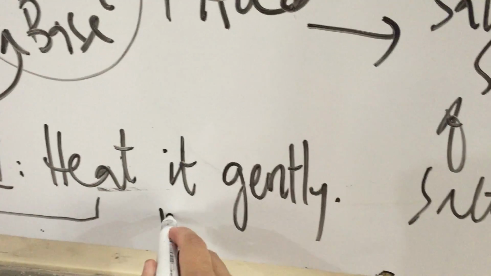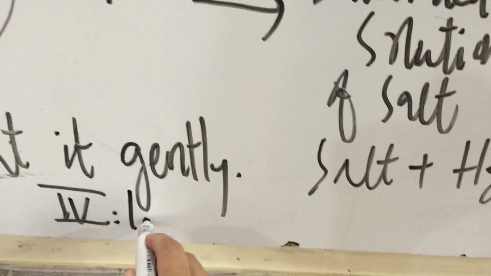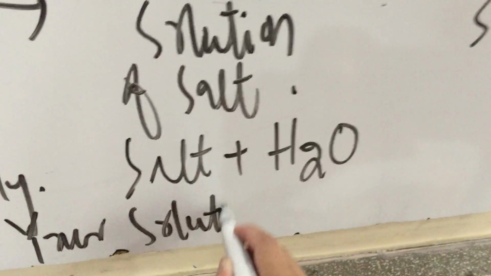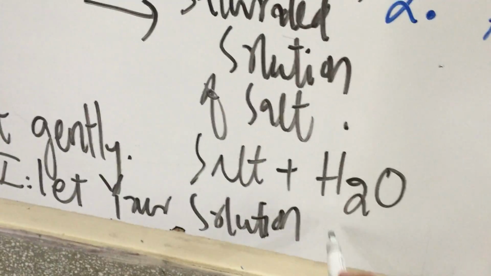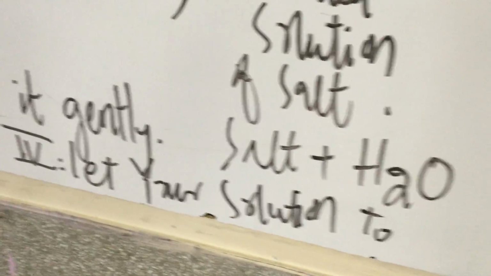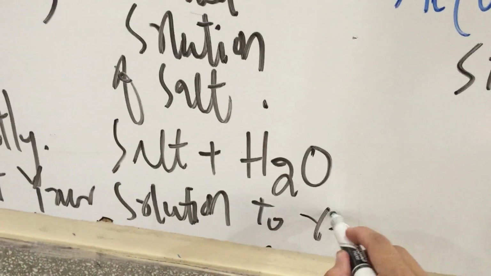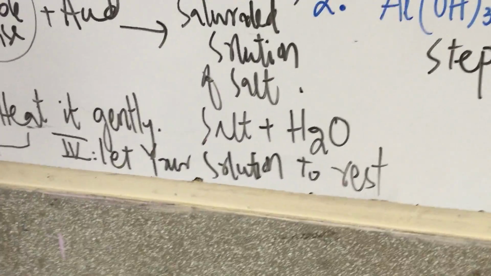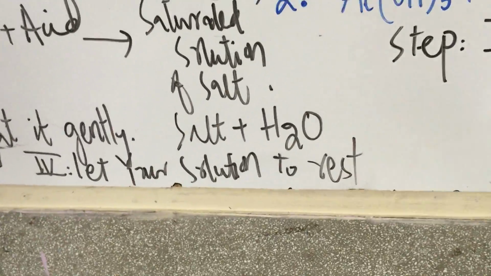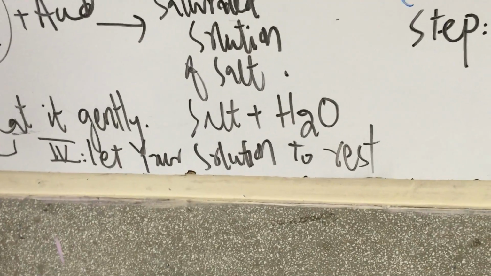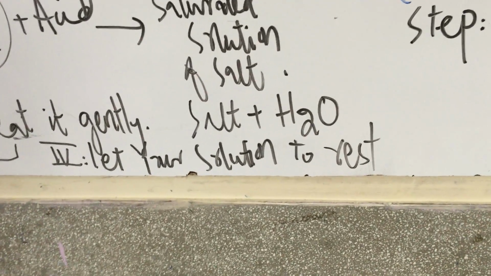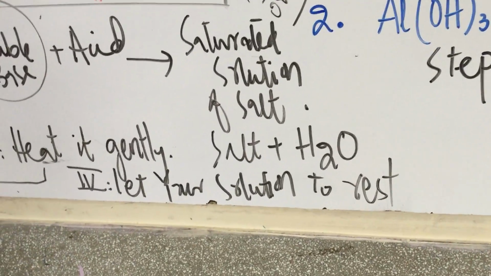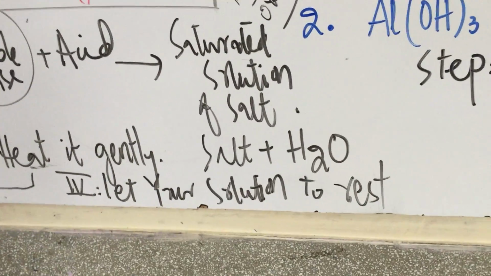Now the fourth step is to just let your solution rest, because it has done a lot of work. Now this will lead to the formation of large size crystals. You have to let your solution stand for at least 24 hours or 2 days, and this will give you large crystals. So you will obtain your big crystals.